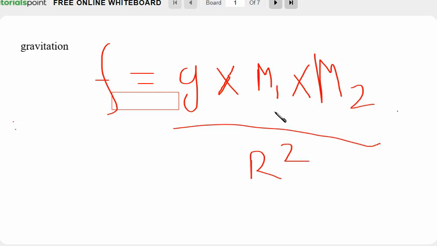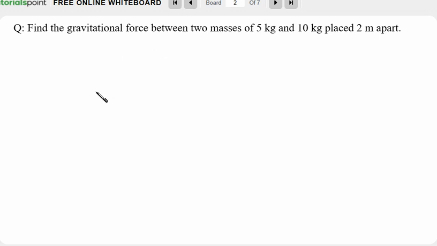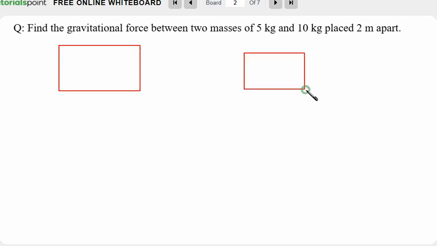So today we'll try to discuss and solve the basic problems using this formula. In our first question, it is given: find the gravitation force between two masses of 5 kg and 10 kg placed 2 meters apart. If I just draw like this, one is the 10 kg one and this one is the 5 kg one, which are placed 2 meters apart. The distance between them is 2 meters.